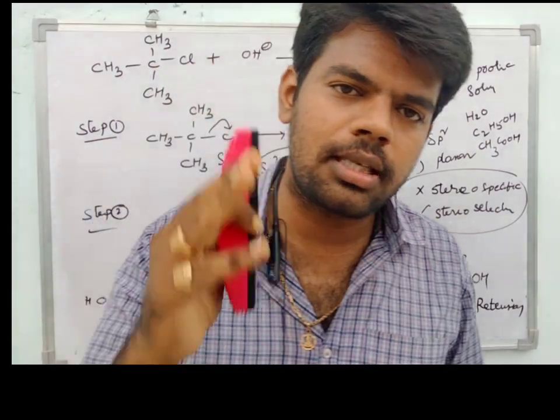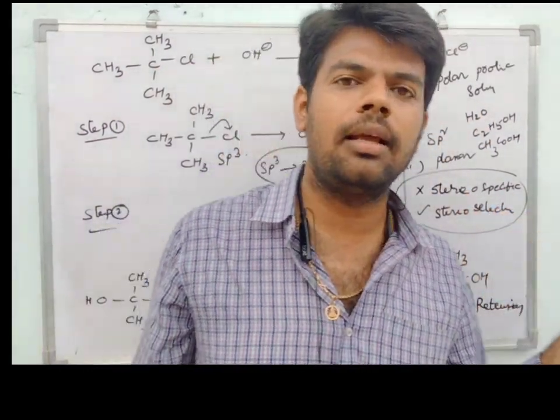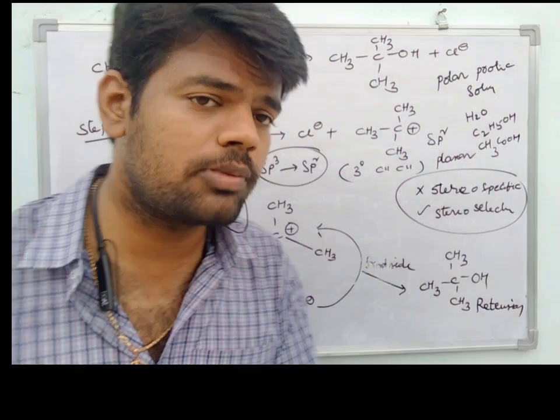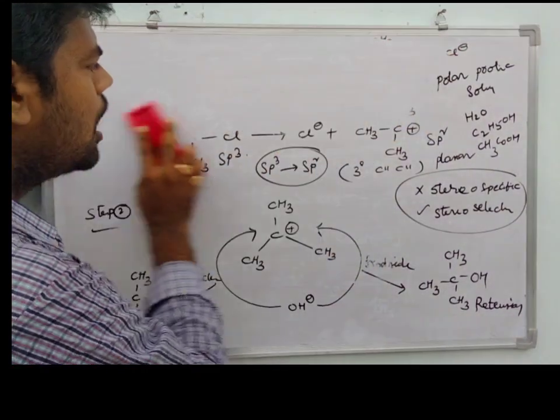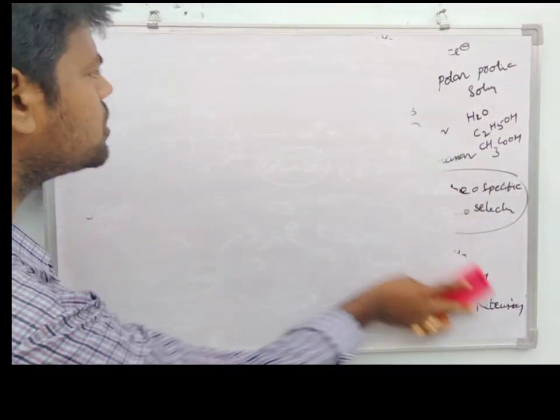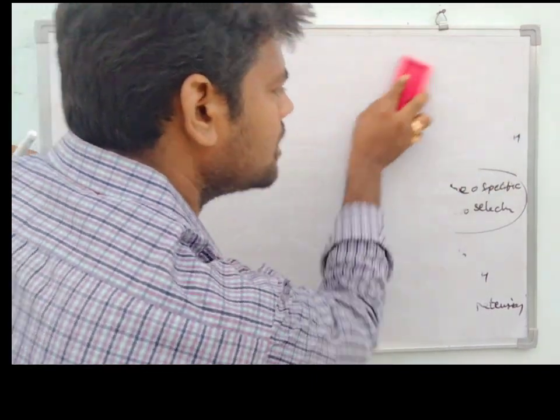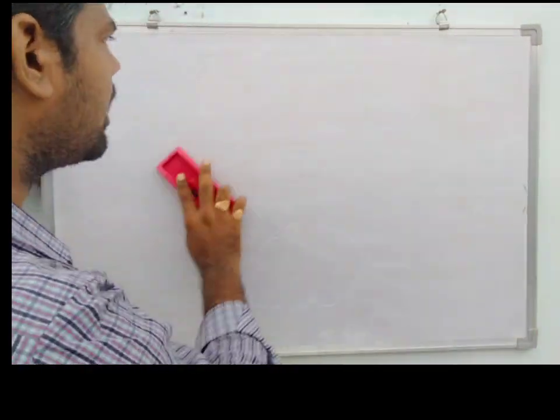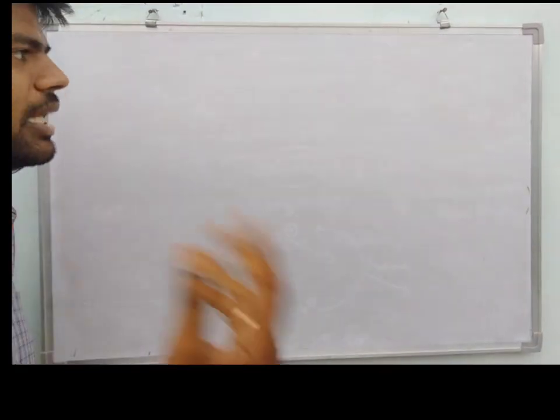One is inversion, the second one is said to be retention. And another thing, it is not stereo specific, it is always stereo selective, friends. After that, if you observe regarding the SN1 mechanism, what are the products obtained and how we will solve that particular topic, I want to discuss right now.